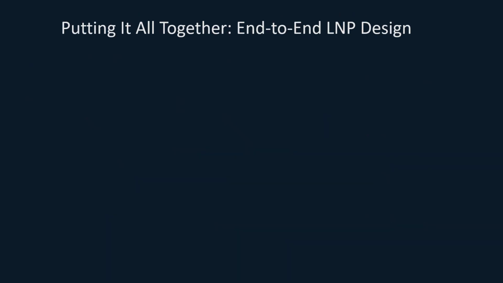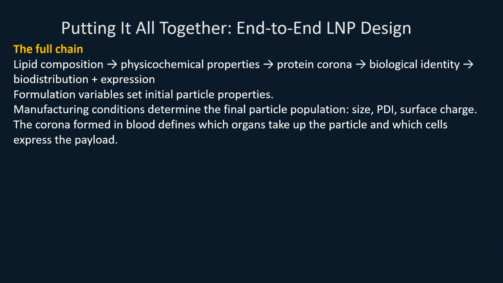Okay, so let's close by connecting the full chain from formulation to biological outcome. Lipid composition determines the initial physicochemical properties of the particle. Manufacturing and mixing conditions then set the final particle properties. Once in the bloodstream, the protein corona forms and establishes the biological identity, which controls both where particles accumulate and which cells express the delivered payload.